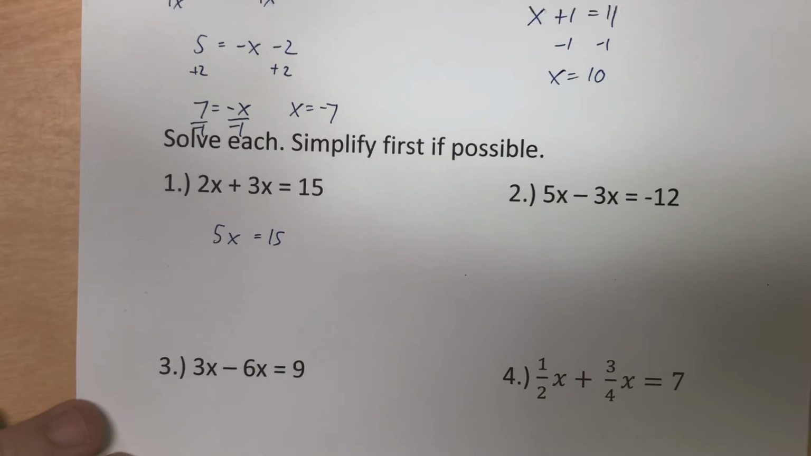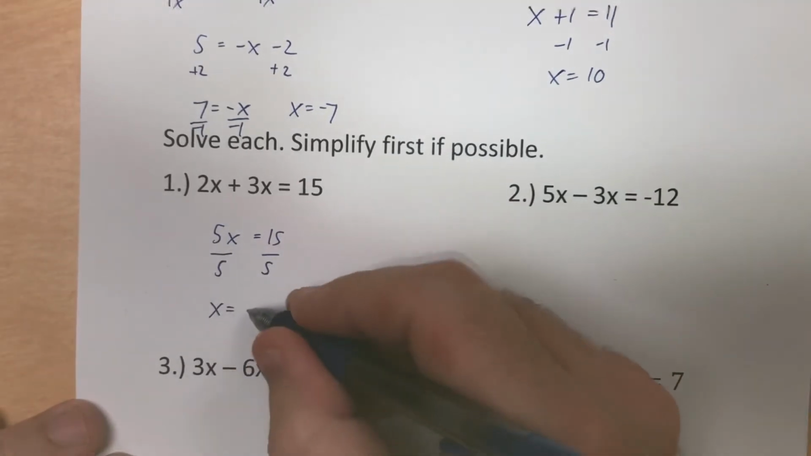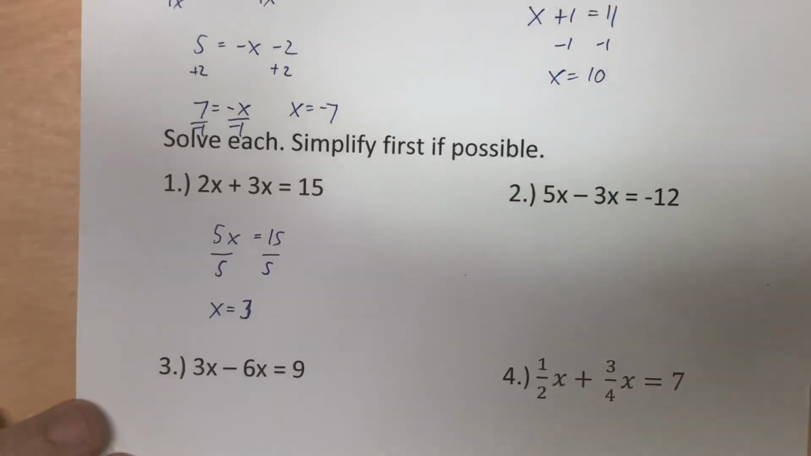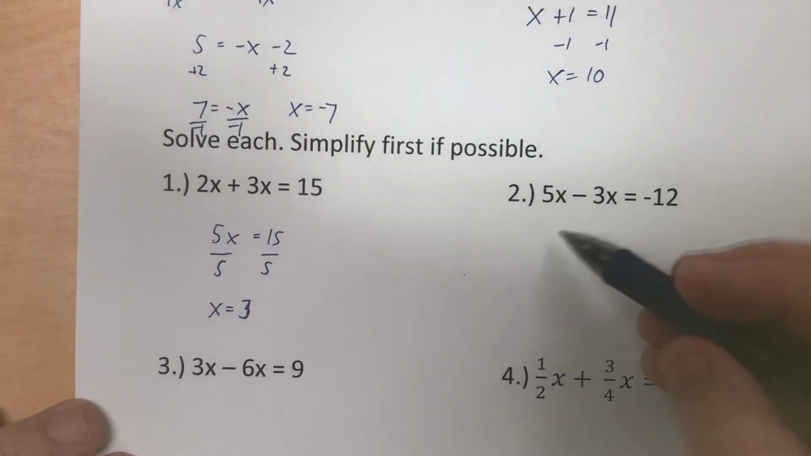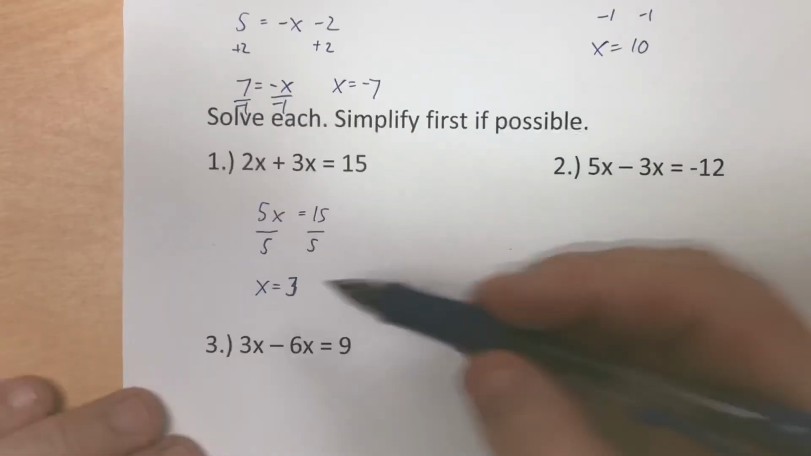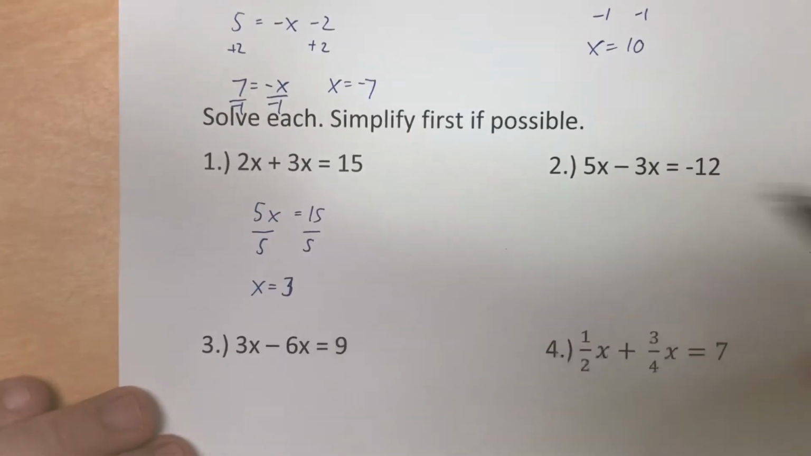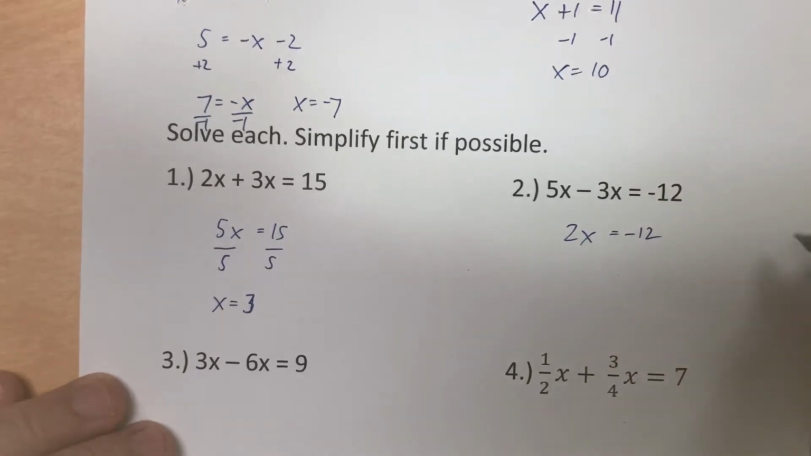And now that I have it as 5x equals 15, now I know I need to divide both sides by 5 and x equals 3. Combine like terms first. You're not going to see any distribution along with this in this section, just that idea of combining 2 variable terms. Combine like terms first before you try and solve. It makes your life easier here. Here, it's how you have to do it. So 5x minus 3x this time is 2x equals negative 12. And now that I have 2x, I can divide both sides by 2. And x equals negative 6.